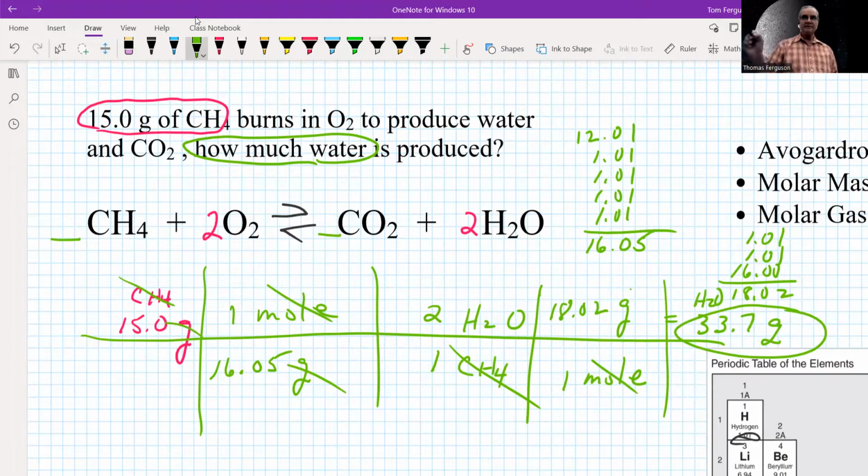So multiplying everything on the top, dividing by everything on the bottom, we end up with 33.7 grams. 3 sig figs here, 4 here, infinite here, because we made it exactly 2 and exactly 1. There's no measurement here. So this ratio of the coefficients, you don't take the significant figures of that into account because it's infinite. And then 4 over here. So our answer is going to be 3 sig figs.